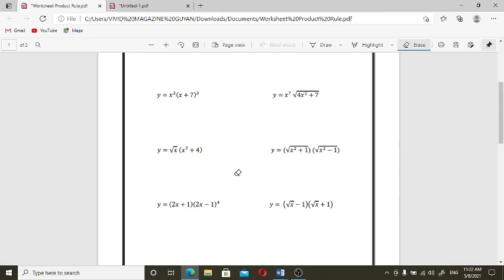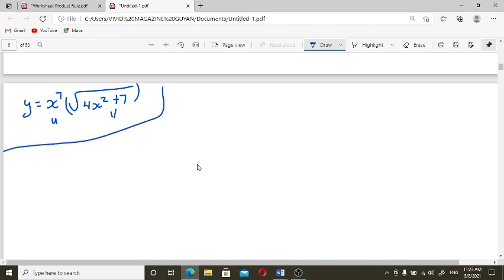So x to the 7th times the square root of 4x squared plus 7. Alright, so let's go. So y is equal to x to the 7th times the square root of (4x squared plus 7). So this is u and this is v. So u is equal to x to the 7th, du upon dx is equal to 7x to the 6th.